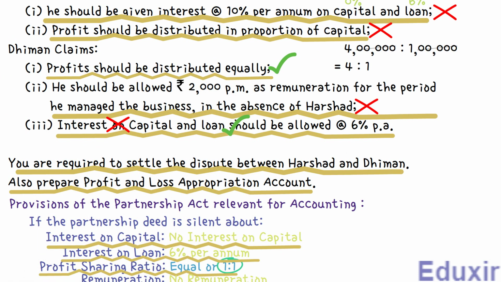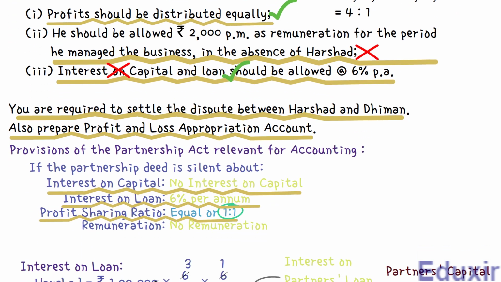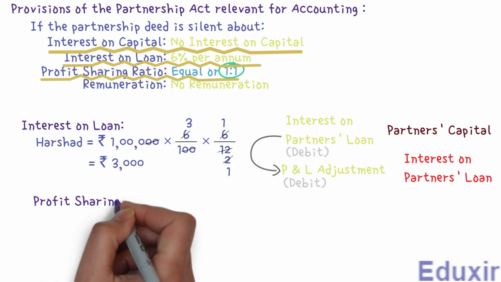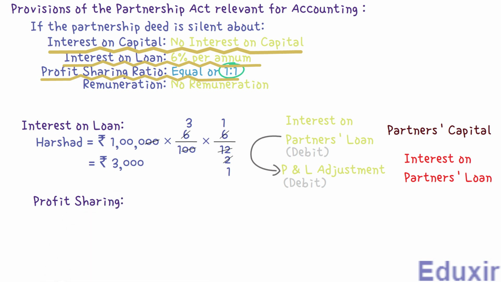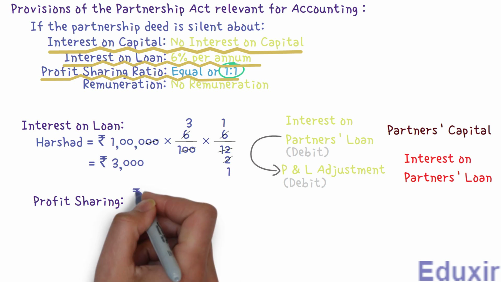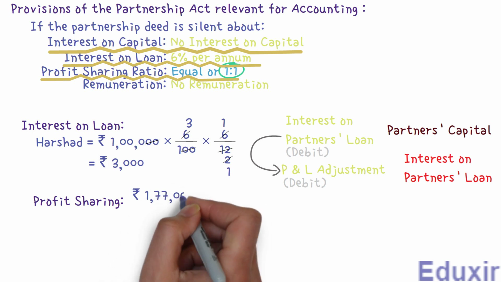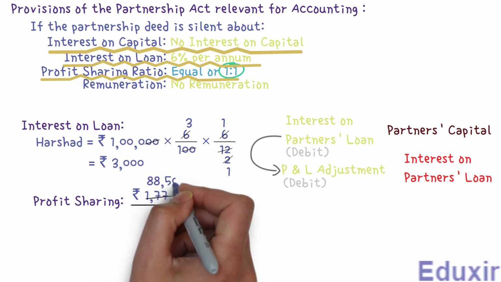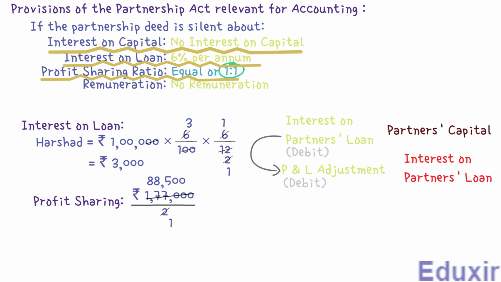So let's find out how much profit each partner is going to get. Let's first write the heading profit sharing to indicate that the upcoming calculation is related to the sharing of profit among the partners. As the profit needs to be shared equally among the partners, let's divide the total profit amount of 1,77,000 rupees by the total number of partners, which is equal to 2. Cancelling with 2, 2 ones are 2, 88,000 and 500. So the share of profit for each partner will be 88,500 rupees.